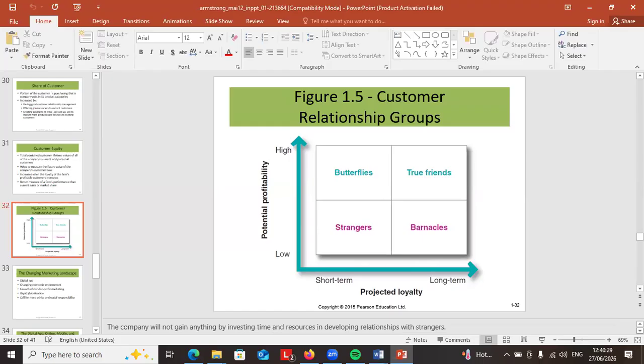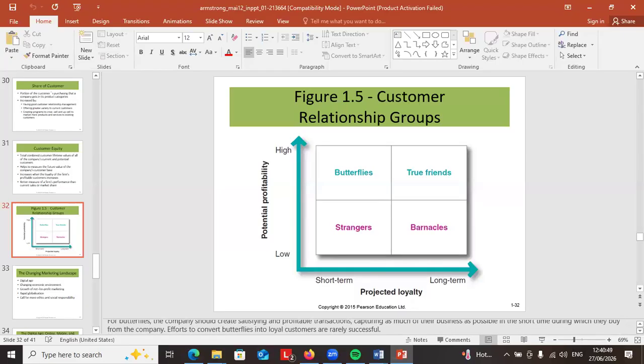Consequently, the company will not gain anything by investing time and resources in developing relationships with strangers. This is because they have low potential profitability and short-term projected loyalty.